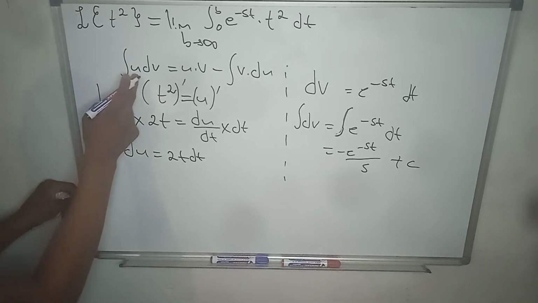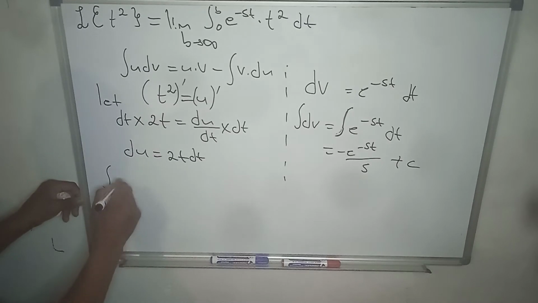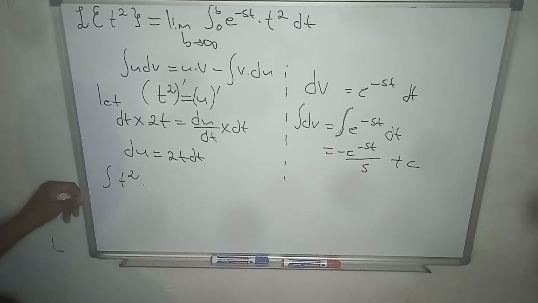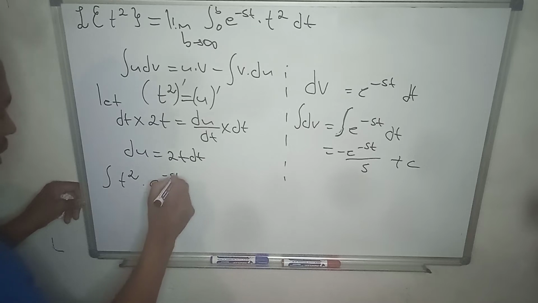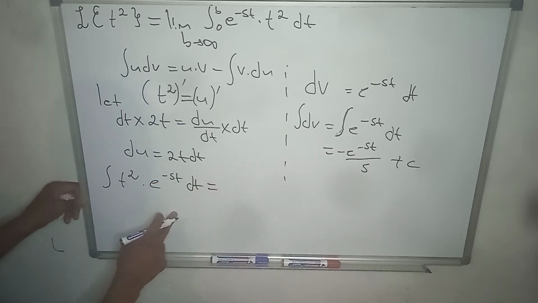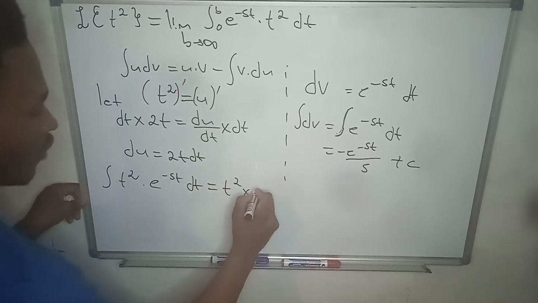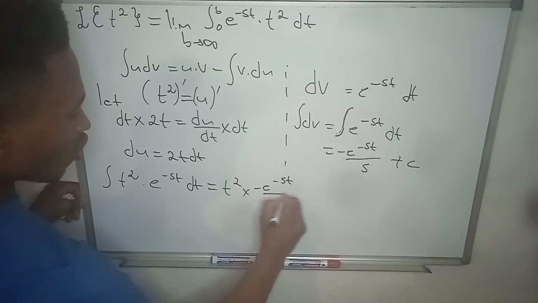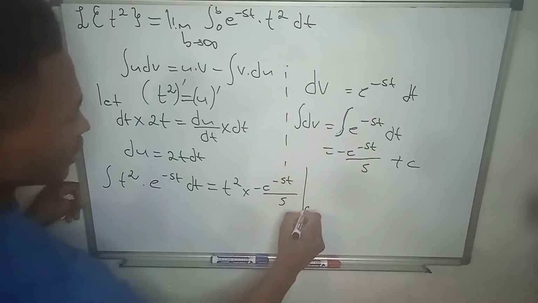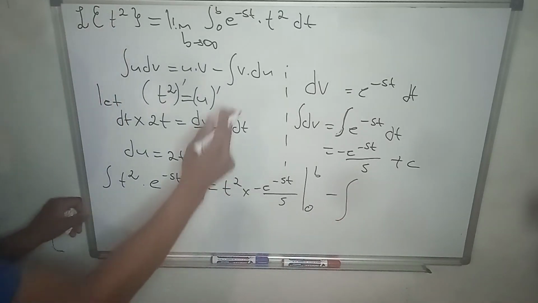But what is our equation? Our equation is u dv. Our u is t squared, multiplied by dv. Our dv equals this portion, minus e to the minus st dt. So the integral equals u, which is t squared, multiplied by our v, which is minus e to the minus st all over s, with the limit 0 to b, minus. This is our integration; we are substituting here now.